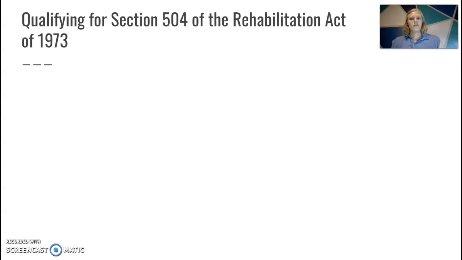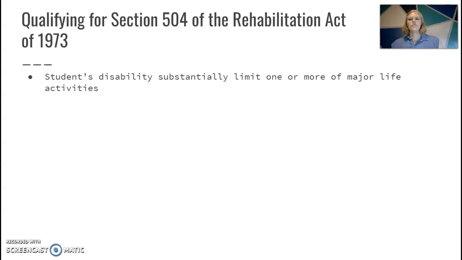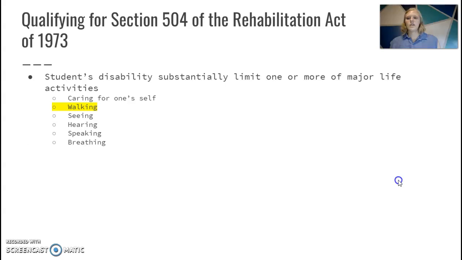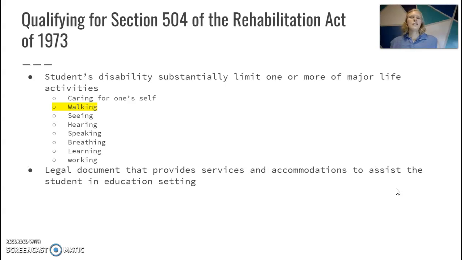Now, qualifying for Section 504. A lot of people don't understand the difference between an IEP versus 504. 504 is when disabilities substantially limit one or more major life activities. So again, caring for oneself, walking, which in Miguel's case is the case, seeing, hearing, speaking, breathing, learning, working. It is a legal document also that provides services and accommodations to assist the student in an education setting.